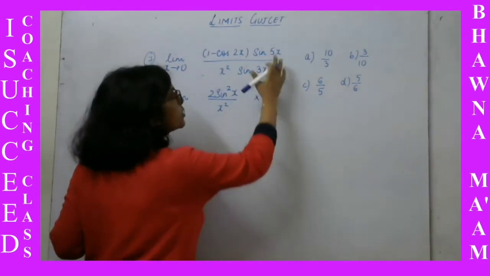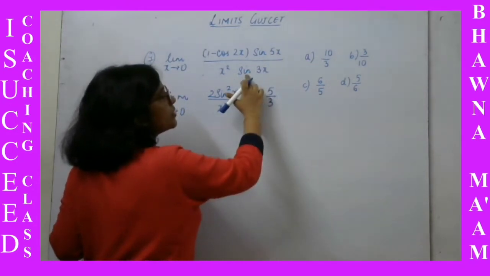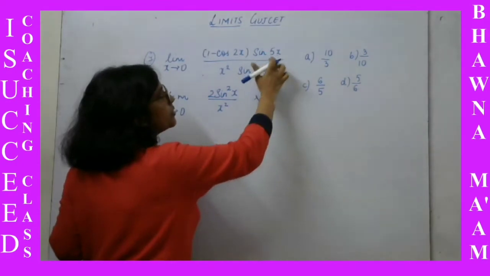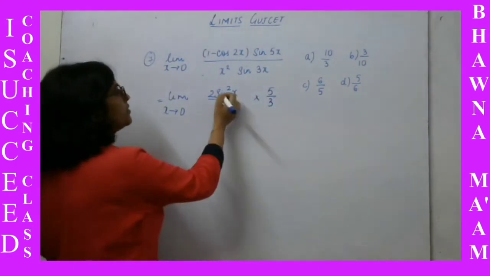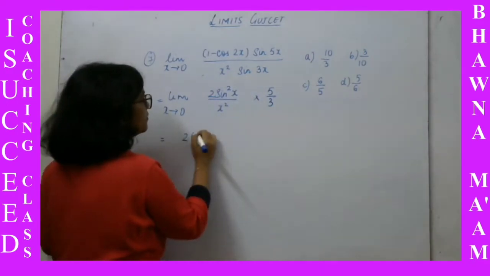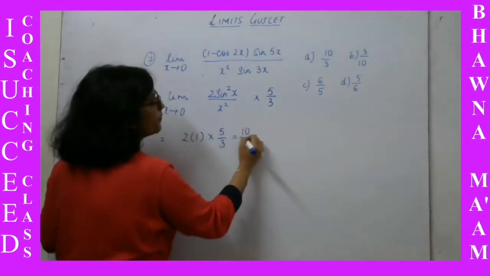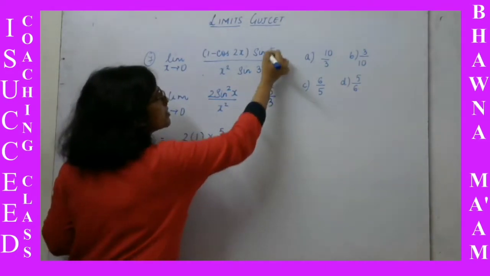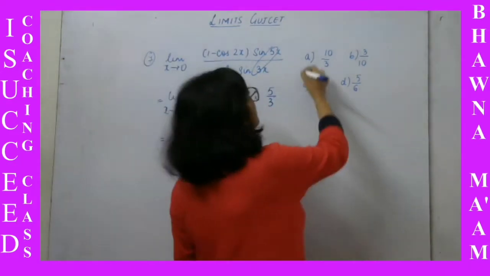So I'm going to put it straight away. Whenever you have questions like this, whether it is sine or tan, you can directly put the constants with the angle. That is going to be your final value. And (sin x upon x) the whole square is 1. So we have 2 into 1 into 5 by 3. That's 10 by 3. Okay, so this is a direct method. Just pick this up. That will be your answer. So it's 10 by 3.